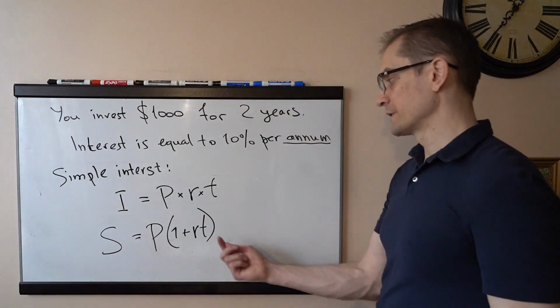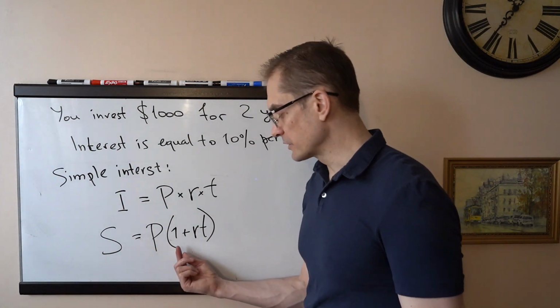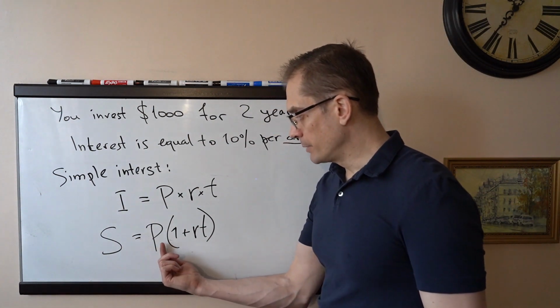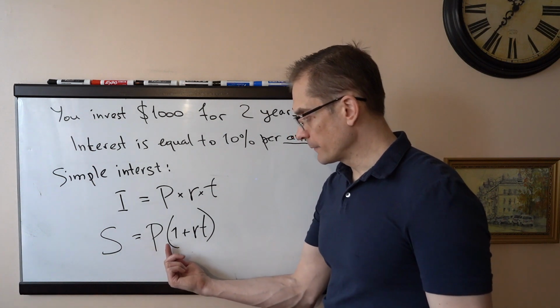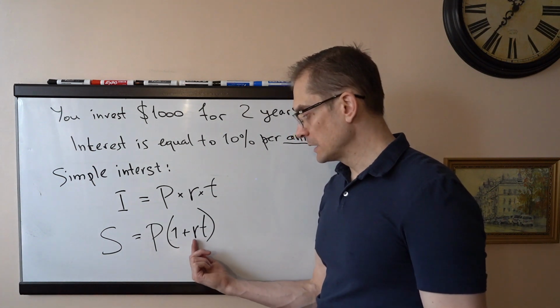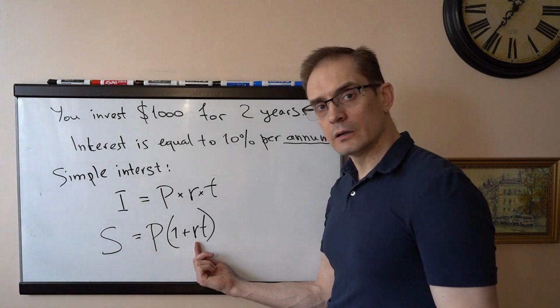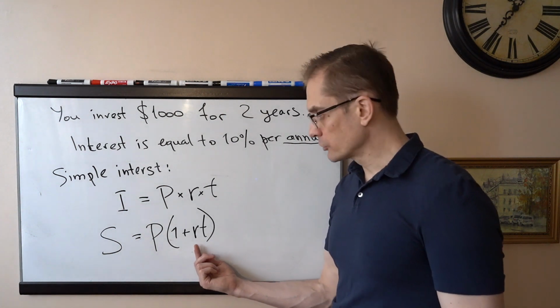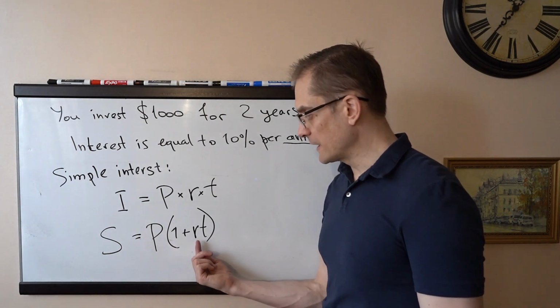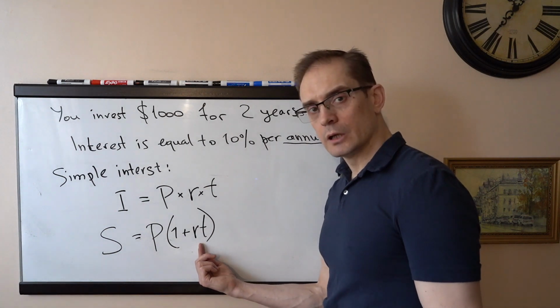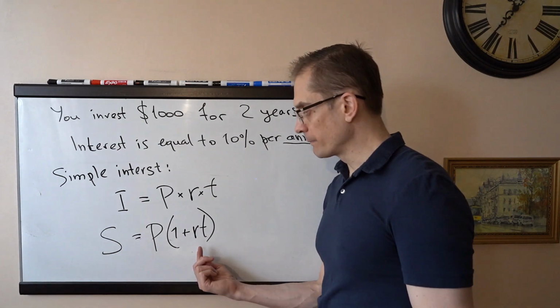Principal times 1 plus RT. Now, why is it the case? Well, because it is principal increased by some rate R for T years, right? So 1 stands for 100%, and then whatever you add on top in terms of increase.